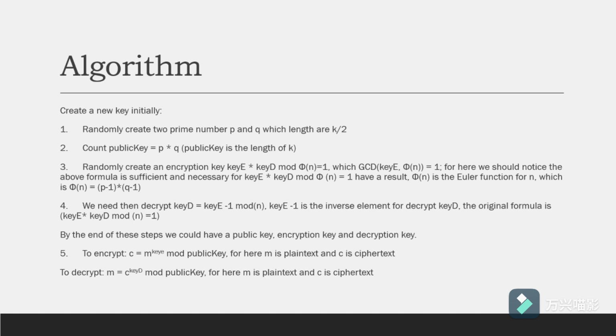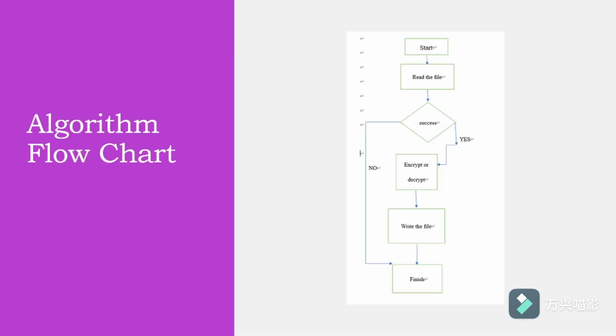And then we can use a loop function to get prime numbers, as we have mentioned above. By the end of these steps, we could have the public key, encryption key, and decryption key. And so then we can get the plain text and the ciphertext. So the whole algorithm is like this. Here's a simple flowchart to show the whole step clearly.